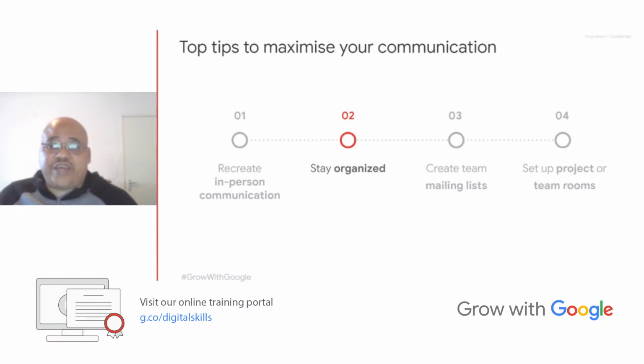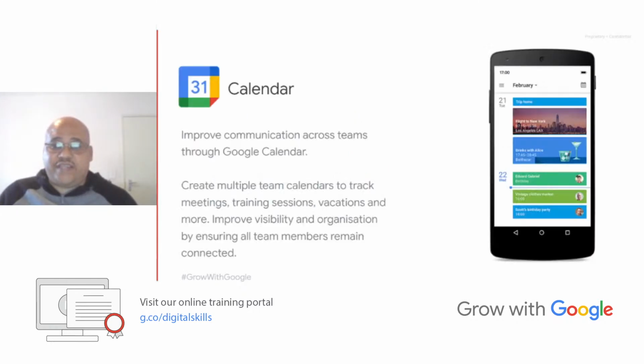The next part is you can stay organized. The first way to do that is by using Google Calendar. What you do with that is you improve communication across teams through Google Calendar. You can create multiple team calendars to track meetings, training sessions, vacations, and more. You can improve visibility and organization by ensuring all team members remain connected.